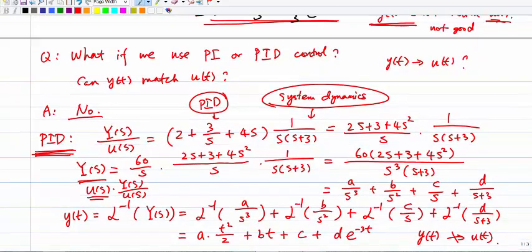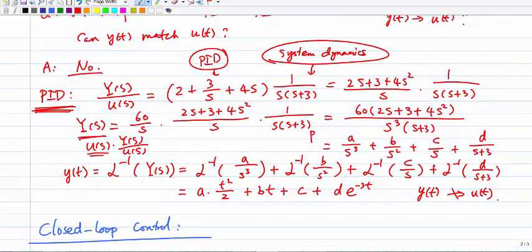And my transfer function, already calculated, is just the whole bunch of stuff, so we just repeat it over here. I put them together, so I have 60 times (2s plus 3 plus 4s squared) divided by s cubed times (s plus 3). If I use a partial fraction expansion, you can rewrite this as A divided by s cubed plus B divided by s squared plus C divided by s plus D over s plus 3. Because these are just numbers, I don't want to repeat what these values are.